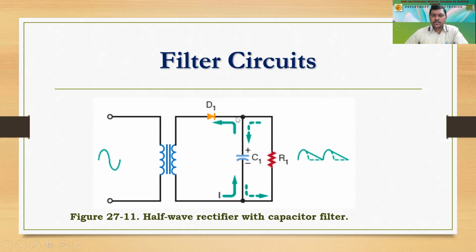So during this positive half cycle, the diode becomes forward biased, the capacitor gets charged, and the output voltage comes across this. Since they are both connected in parallel, the output voltage will remain like this. But during this region, the capacitor is supposed to charge.